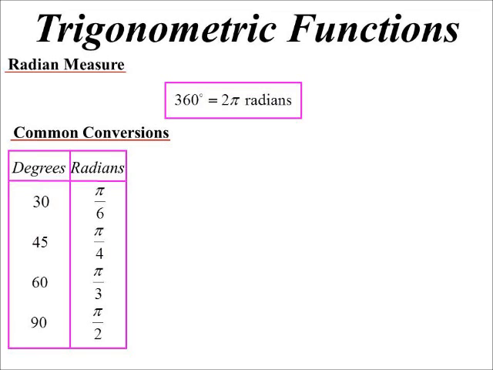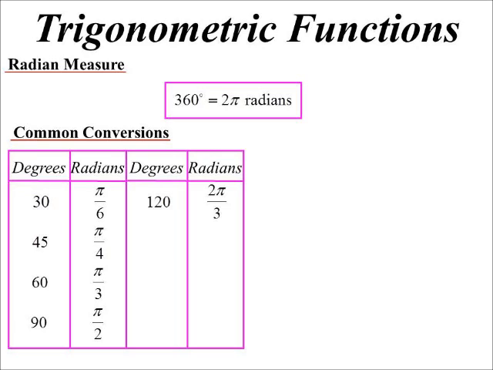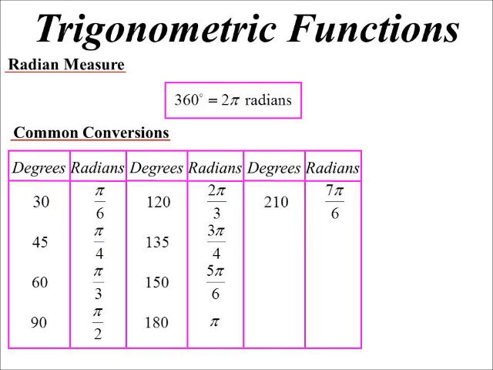That's our first quadrant. So over in our second quadrant, we'll see these ones crop up. 120, 2 pi on 3, 135, 3 pi on 4, 150, 5 pi on 6, and 180, as I say, is pi. Third quadrant ones we'll see a fair bit of.